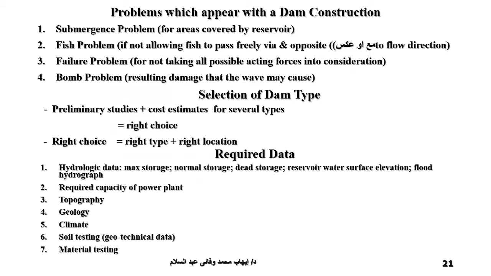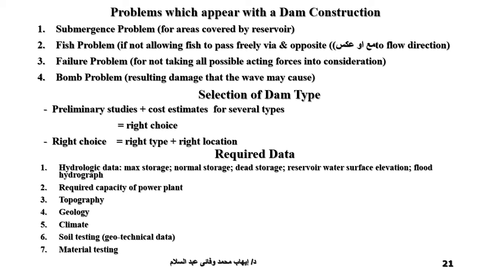Problems which appear with dam construction. 1. Submergence problem for the area covered by the reservoir. 2. Fish problem of not allowing fish to pass freely up and down. 3. Flood problem, for not taking all possible acting forces into consideration. 4. Wave problem, resulting from damage that the wave may cause.